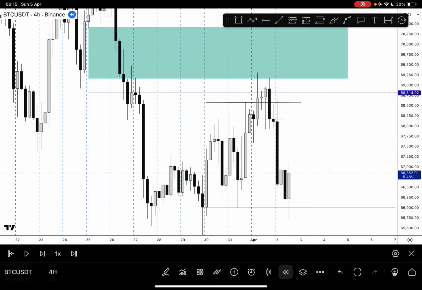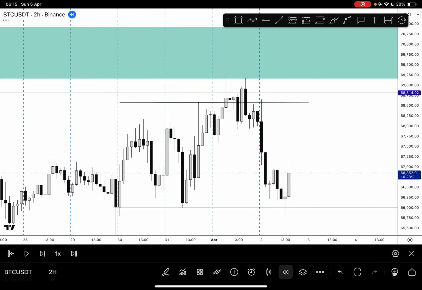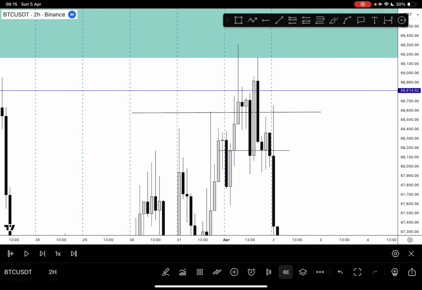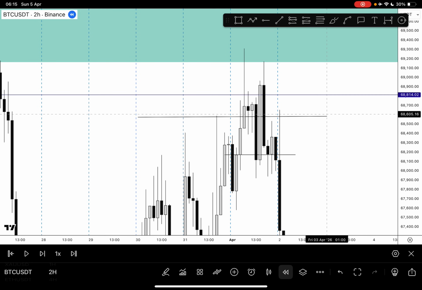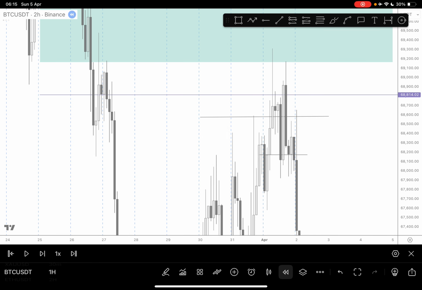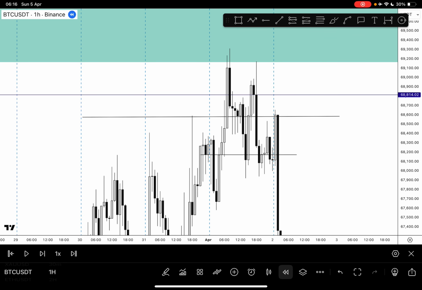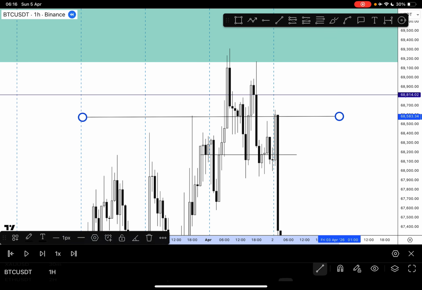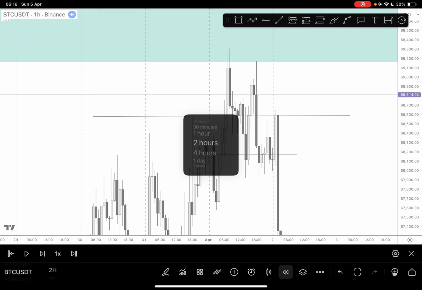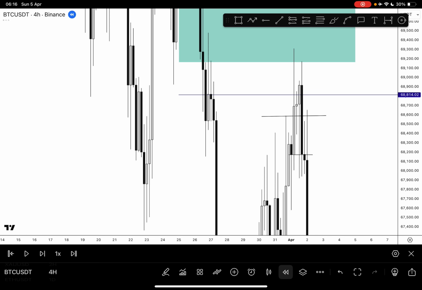Now, this entry right here, I use the closest key level. I didn't use the, what's it called, I didn't use the origin entry. I used the type 2 entry on this one. And now what do I mean? This is the 4 hours right here.